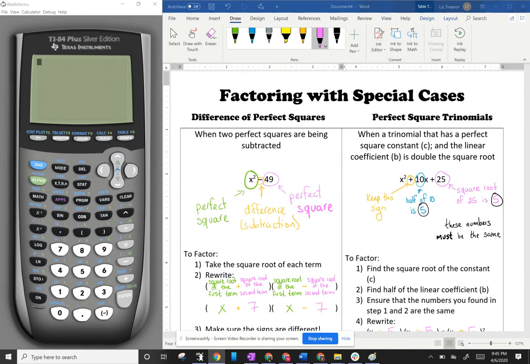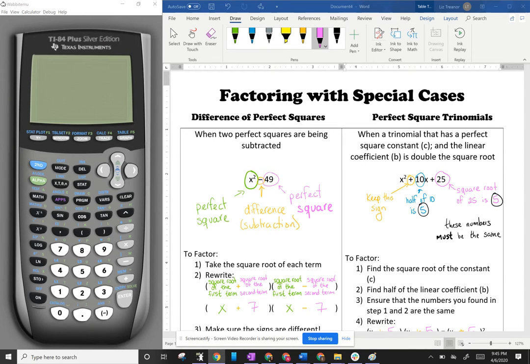Sometimes we factor polynomials that we consider a special case. Today we're going to talk about two of these cases, and the first special case is called the difference of perfect squares. For this example, we are literally finding the difference, or subtracting, two perfect squares.